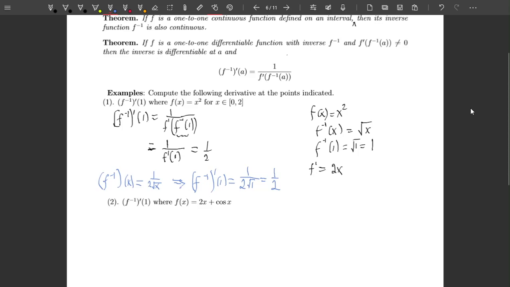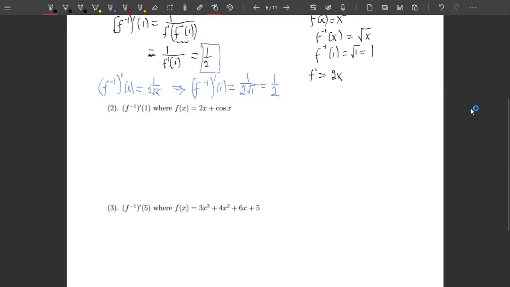So the formula becomes very important when it's difficult for us to find the inverse of the function explicitly, as we did in this, as the next example shows. So now we move to example 2. I'll have to put a box around this. So let's move to example 2. We are asked to find the derivative of the inverse function at 1 when the function is given as 2x plus cosine of x.